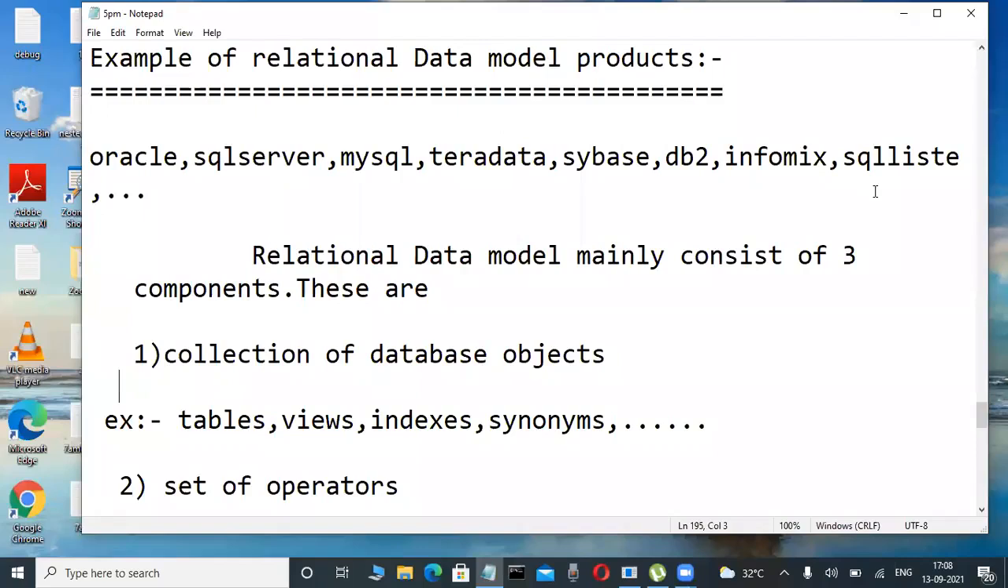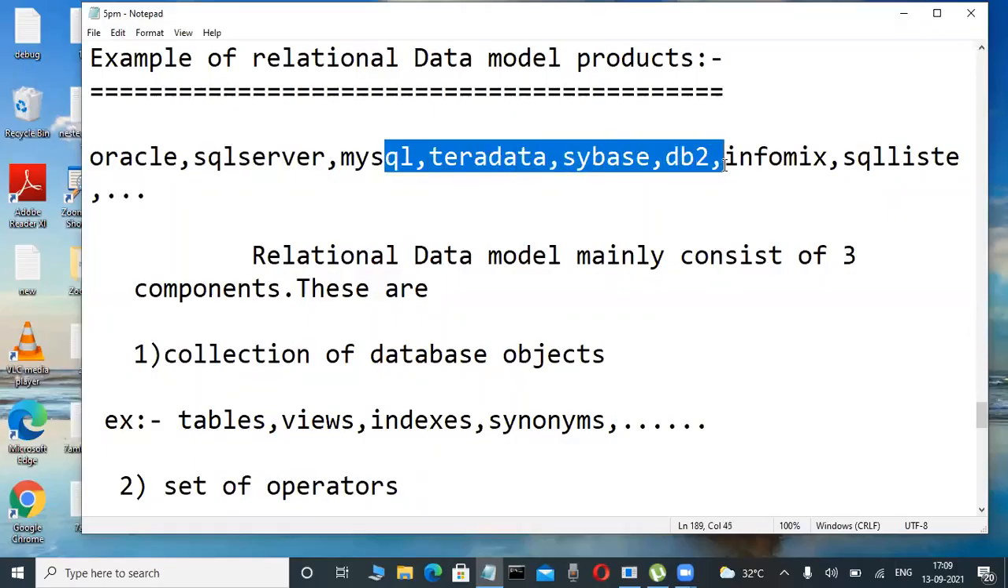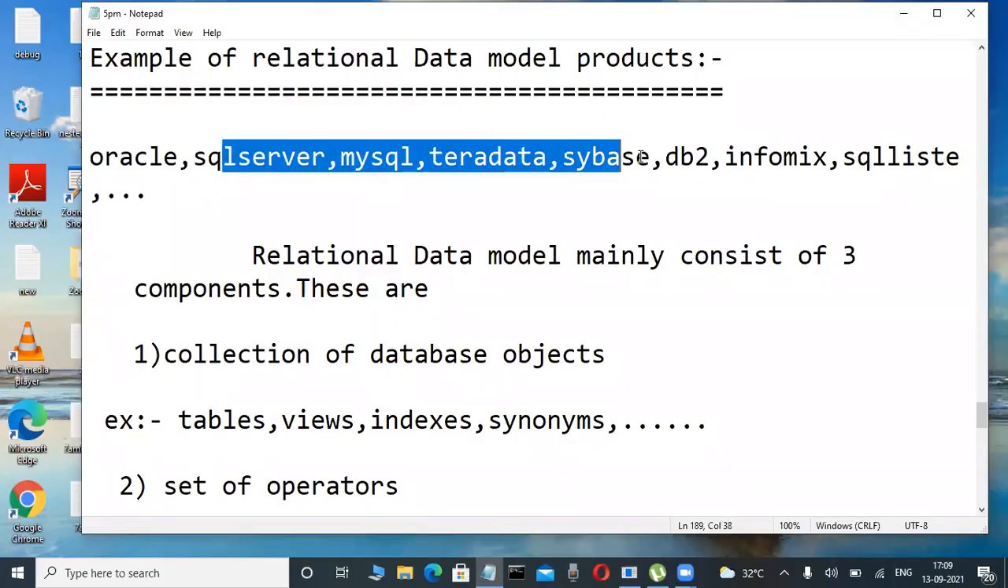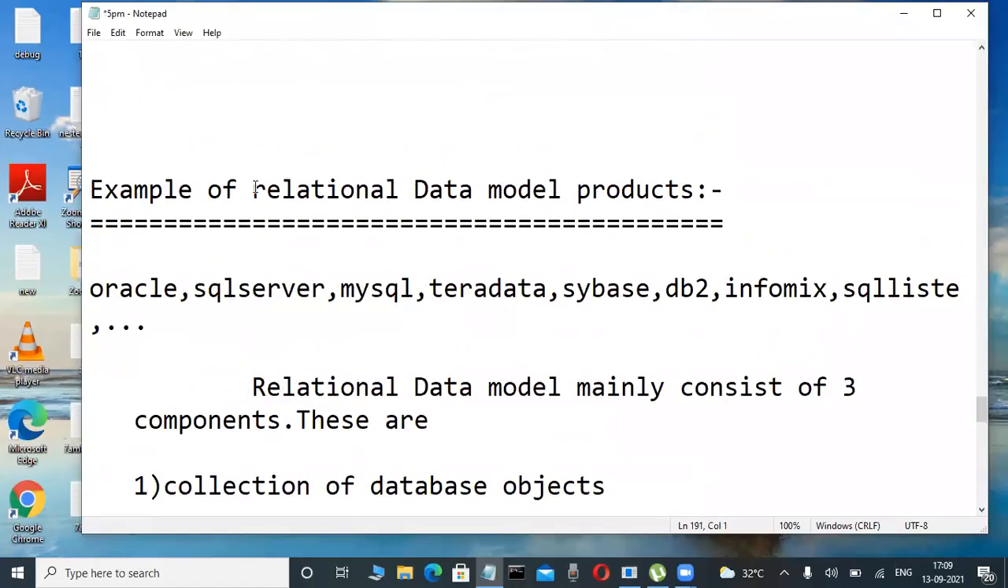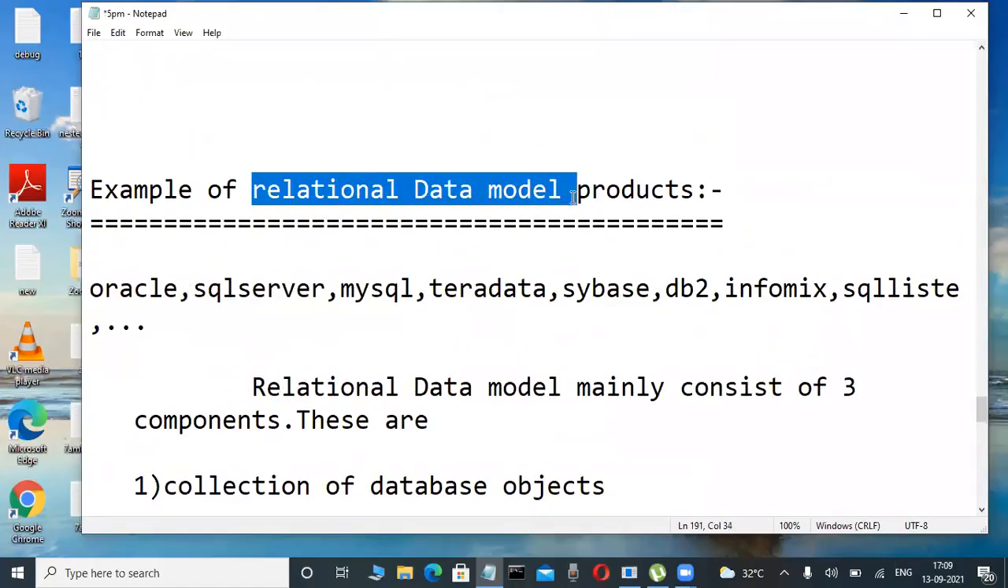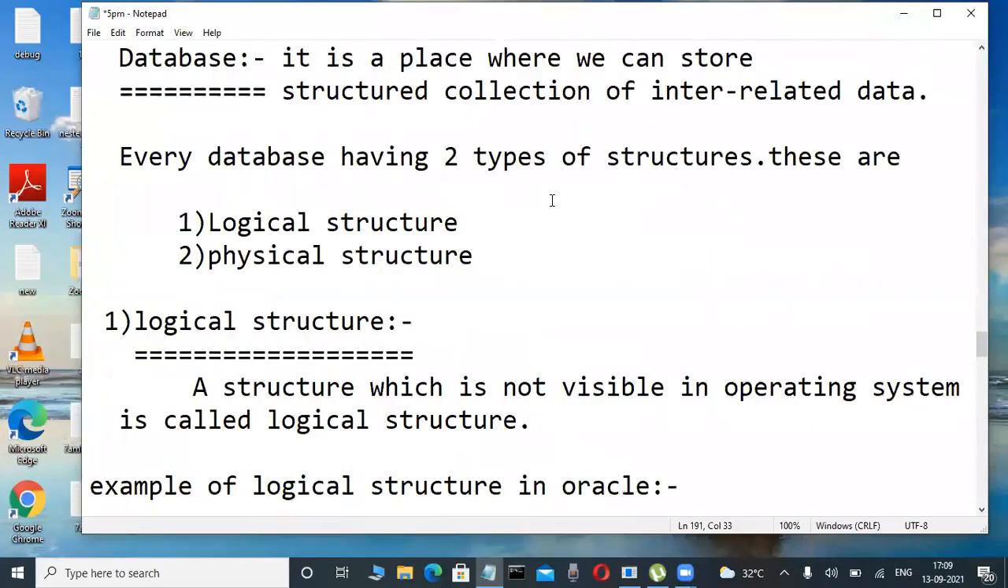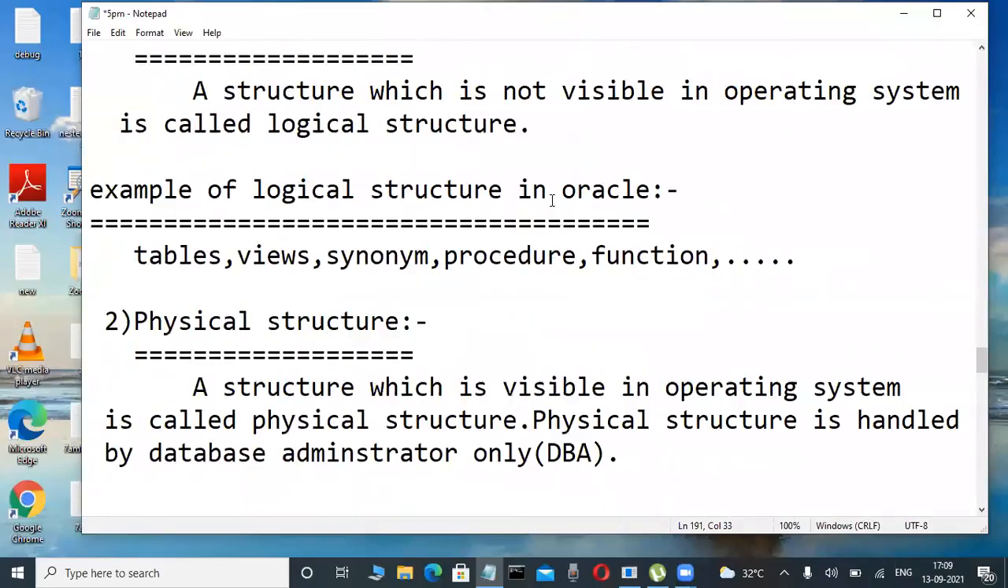In a previous class, I told you that Oracle, SQL Server, MySQL, Teradata, these types of products are implemented. These products are relational database management system products. Actually, these products are implemented based on a special type of model called the relational data model, from 1970 onwards. What a data model means, I already discussed in a previous class.